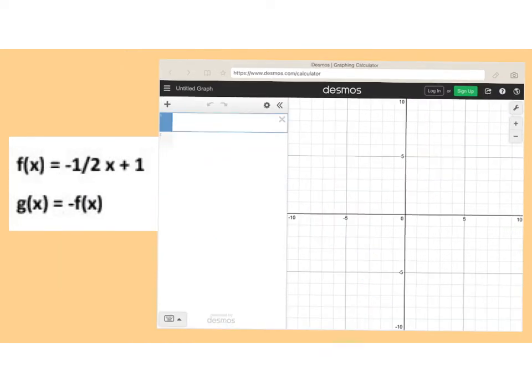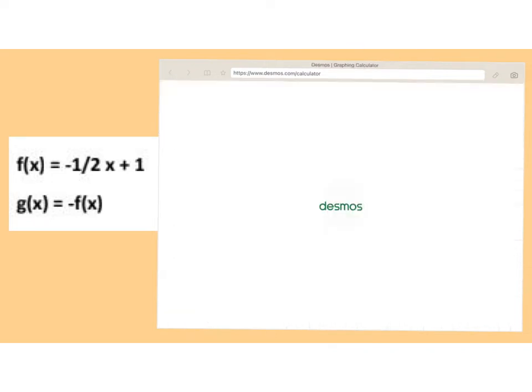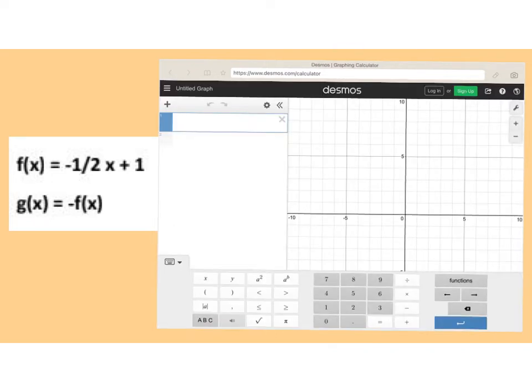All right, here's another one. This one is a little bit trickier because we have, well, let's just look at this. In this case, I'm going to graph the first one first, and then we're going to look at what happens, and then we'll talk about it. So we have negative 1/2 x plus 1, okay?